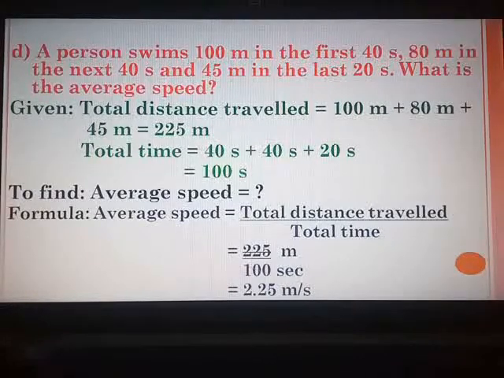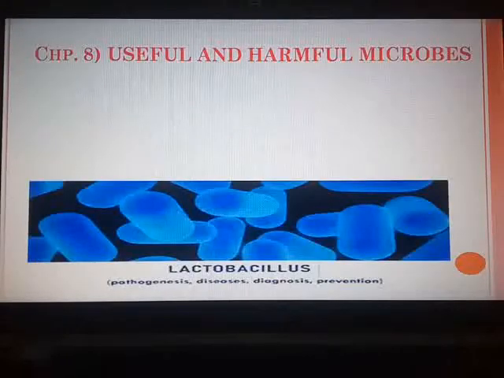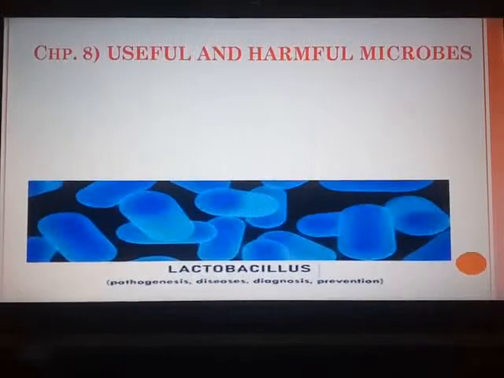Chapter number 8 from section B, Useful and Harmful Microbes. Look at the word microbes. Microbes or microorganisms means what? They are the minute organisms that are invisible to the naked eye and can be seen only under a microscope. So which are the different microorganisms or microbes which you find around you? They are bacteria, viruses, fungi, algae, protozoa, etc.